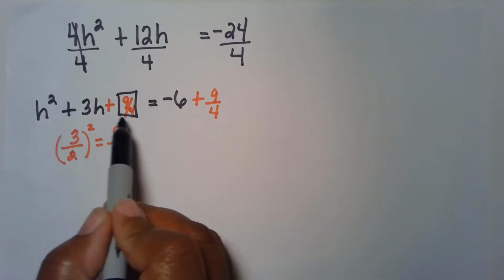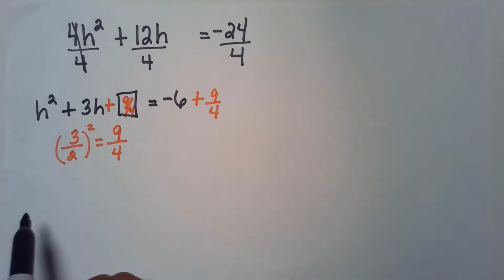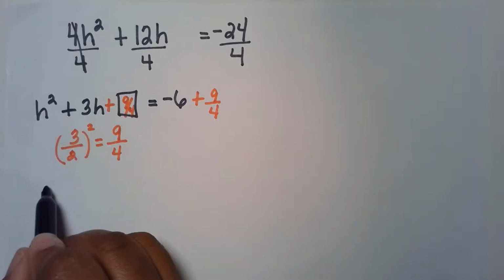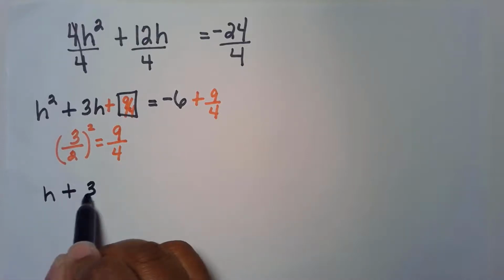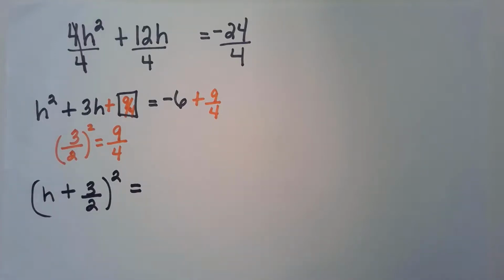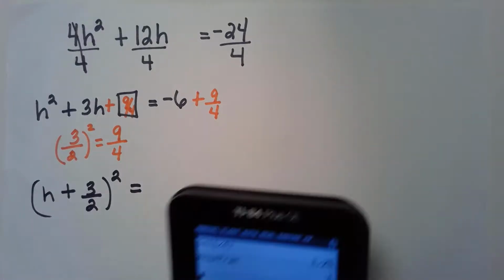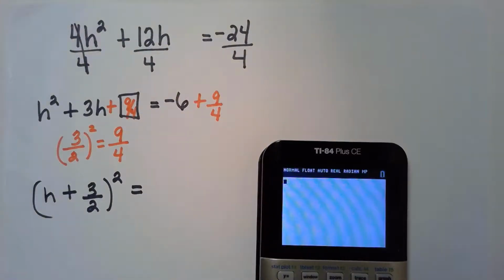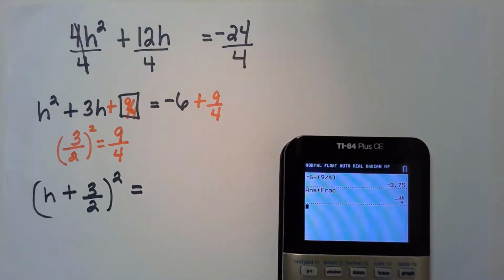On the left hand side, this is a perfect square trinomial, so we can factor h squared plus 3h plus 9 over 4 as h plus 3 over 2 squared equals, and let's add negative 6 and 9/4. Let's go ahead and do that. Negative 6 plus 9 divided by 4, and I want to convert that to a fraction. So we have negative 15 over 4.